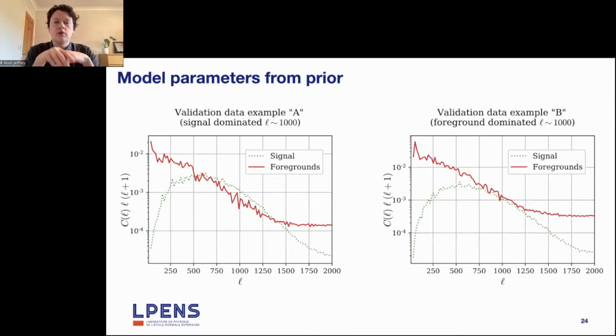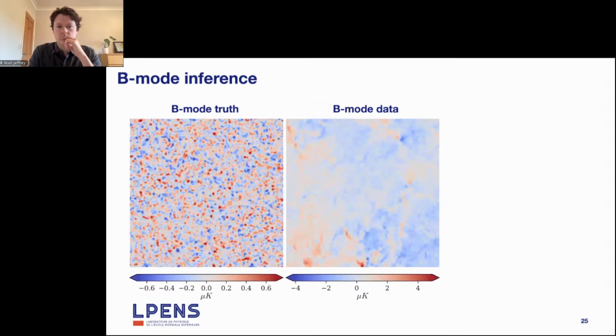So this is to show that when we do this training, we are implicitly marginalizing over our uncertainty in lots of different quantities. And in particular, we're not fixing ourselves to one set of cosmological parameters or one particular model for the amplitude of the foreground.